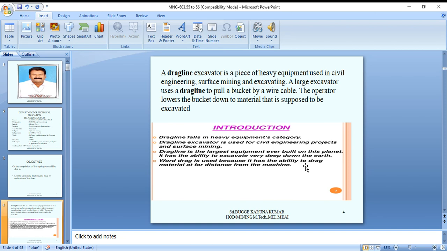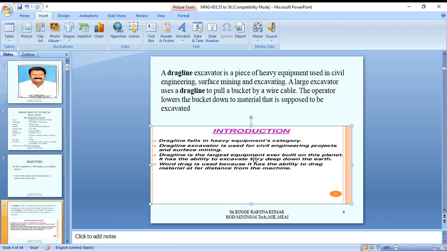Dragline excavator is used for civil engineering projects and surface mining. The dragline is the largest equipment ever built on this planet. It has an ability to excavate very deep down into the earth. That is a very special ability, very, very deep down the earth.